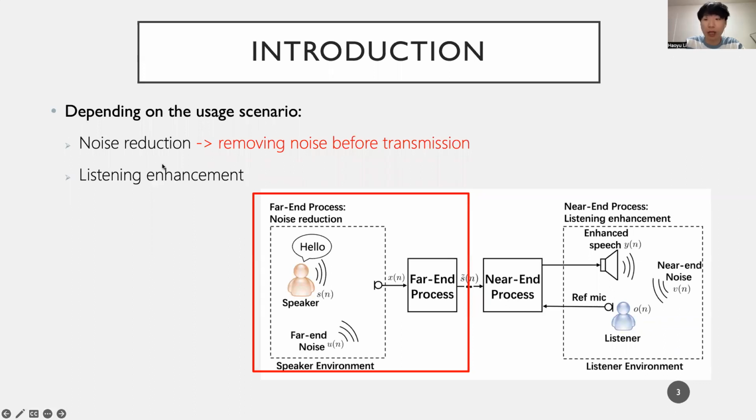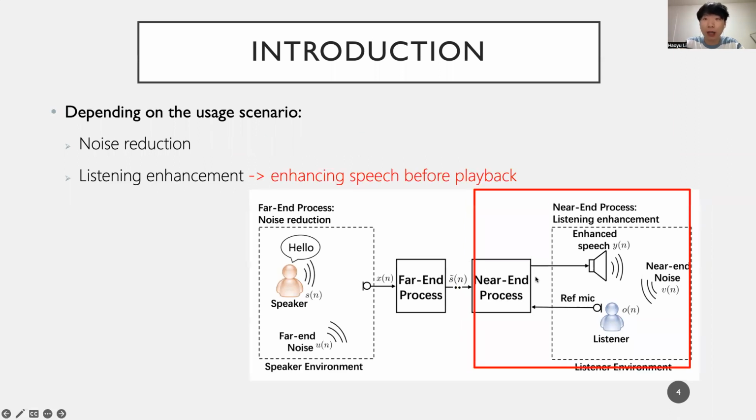In a typical speech communication scenario, as this figure shows, on the left side, which is the far side, the microphone receives the mixed signal of the speaker's voice and the far background noise U, and this signal is captured by the microphone. Noise reduction is the task of modifying such a noisy signal to recover the clean speech from the noisy one. And on the right side, for the listening enhancement part, the speech message is transmitted from the far side, and this signal will be played out by the loudspeaker. Then the listener can hear it.